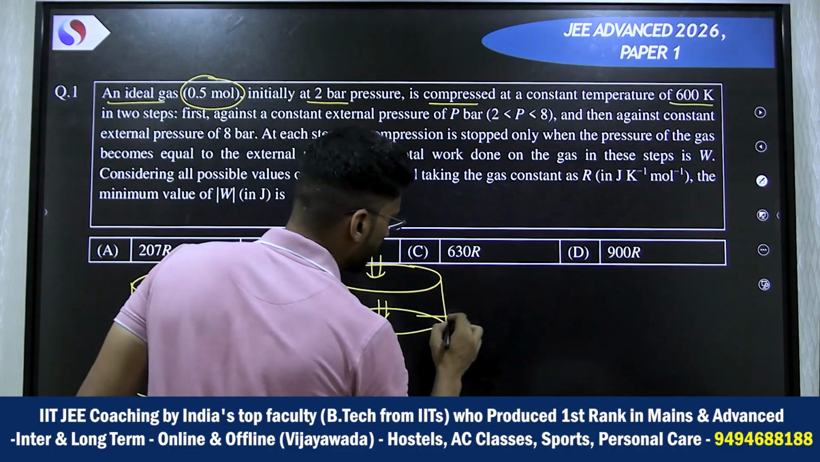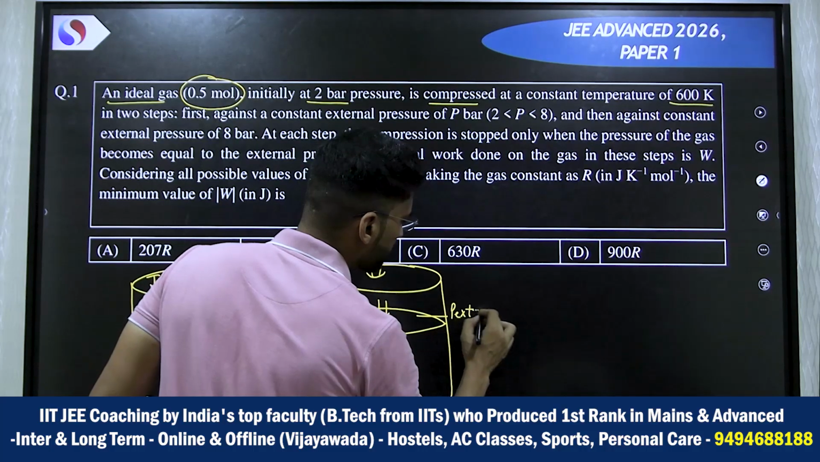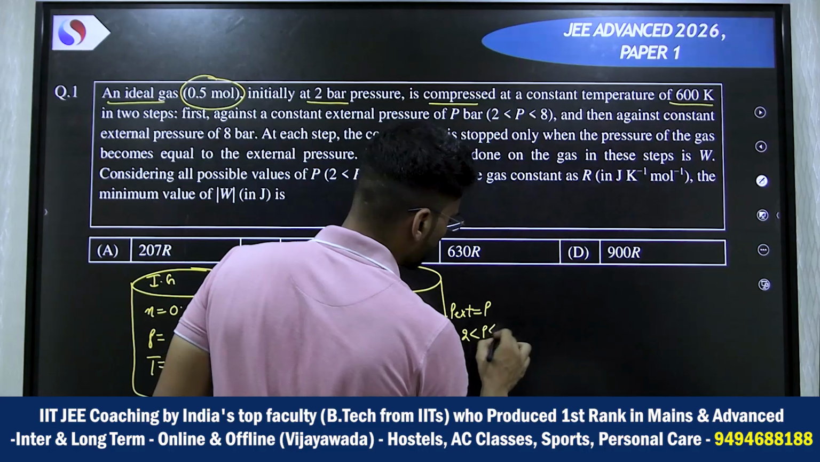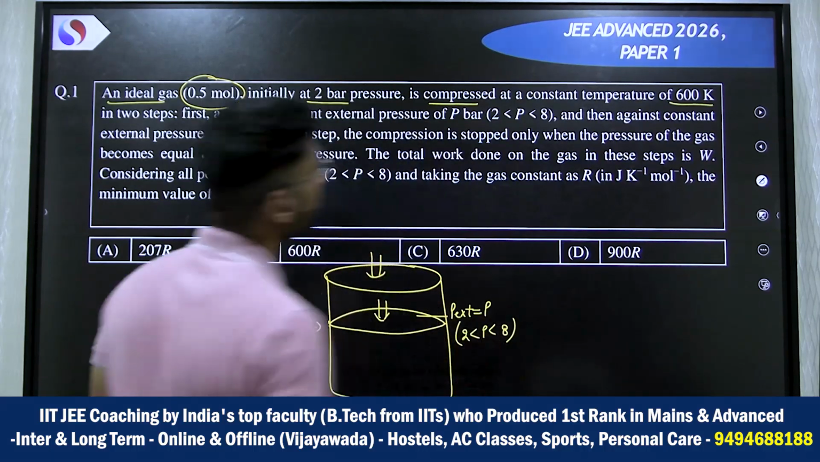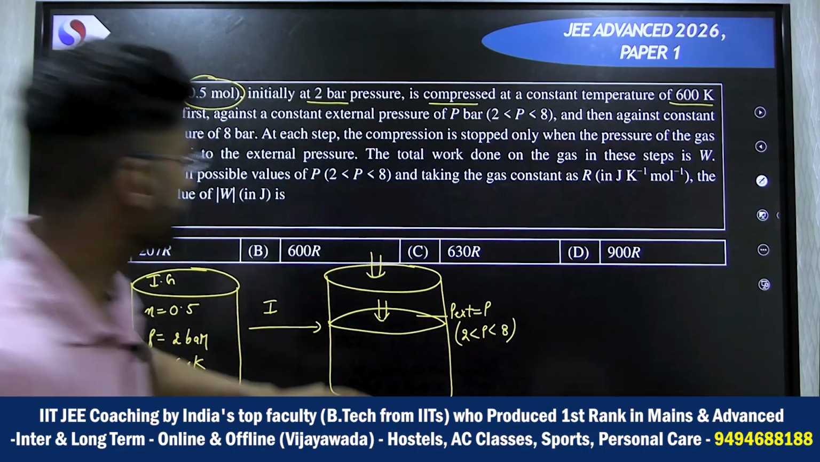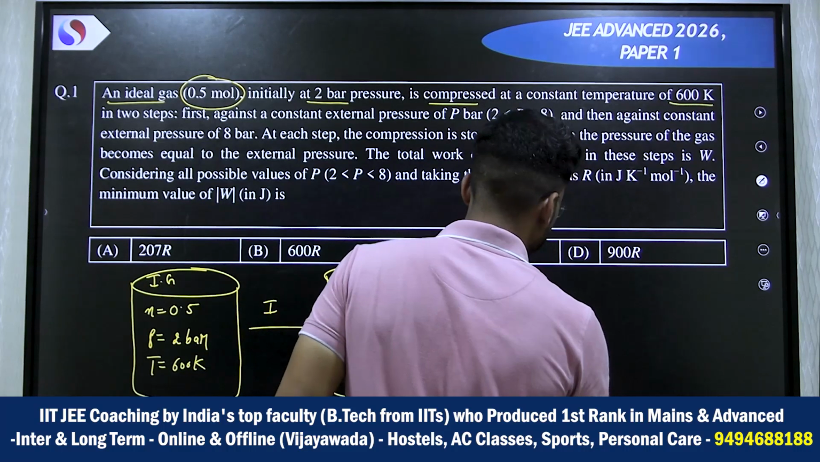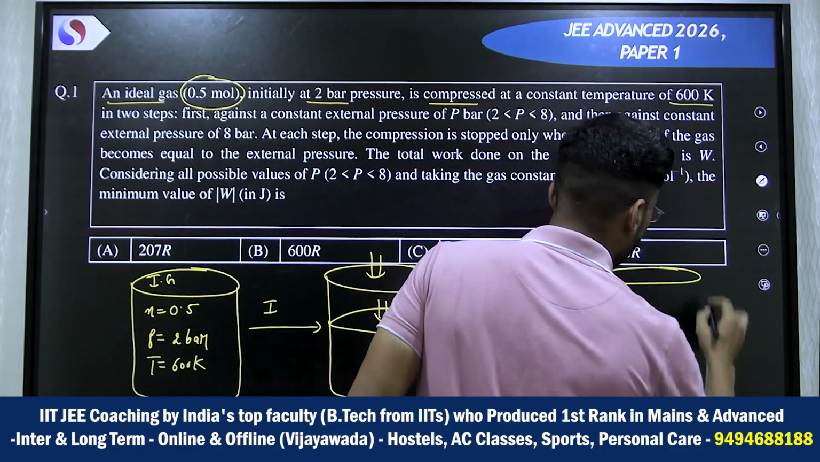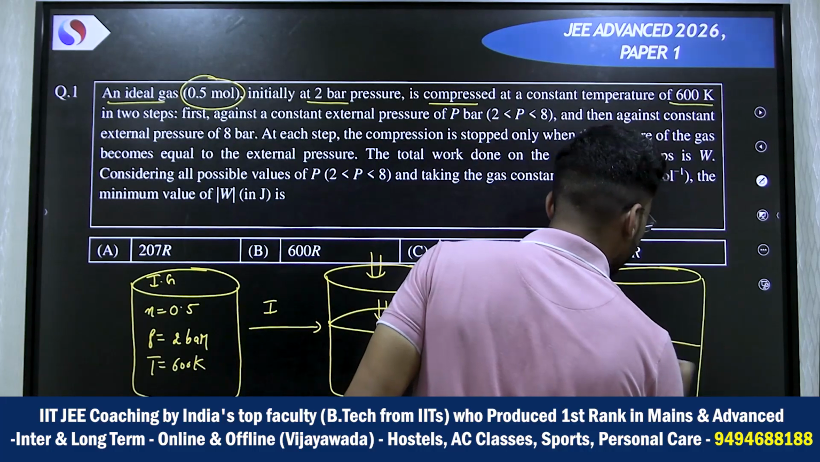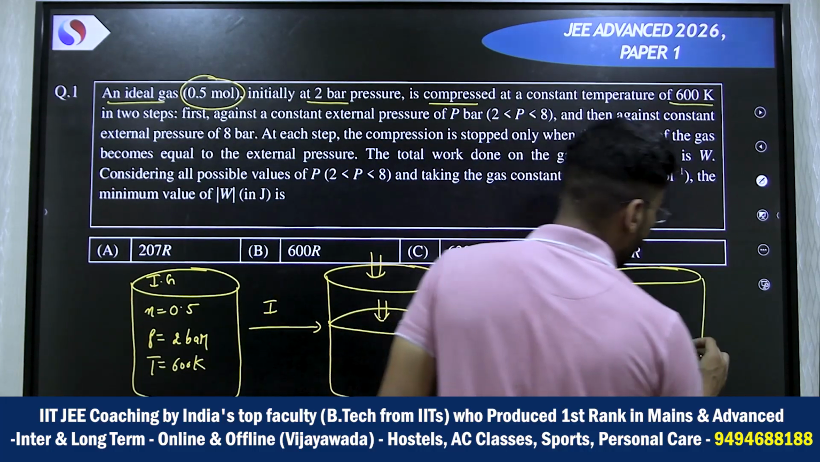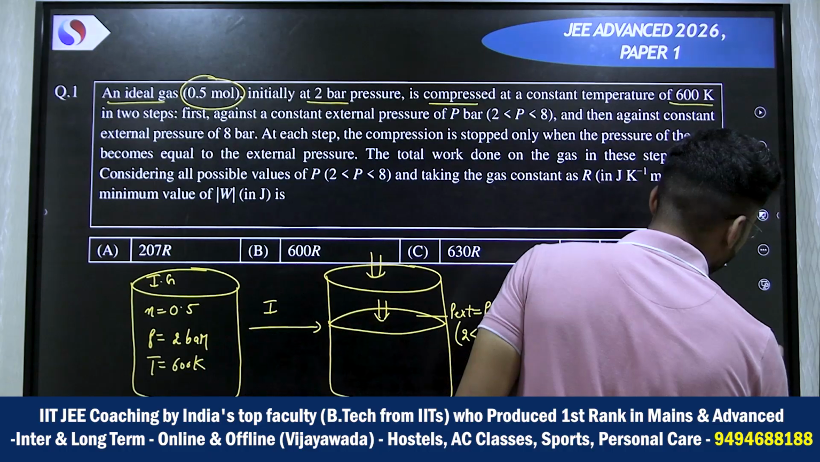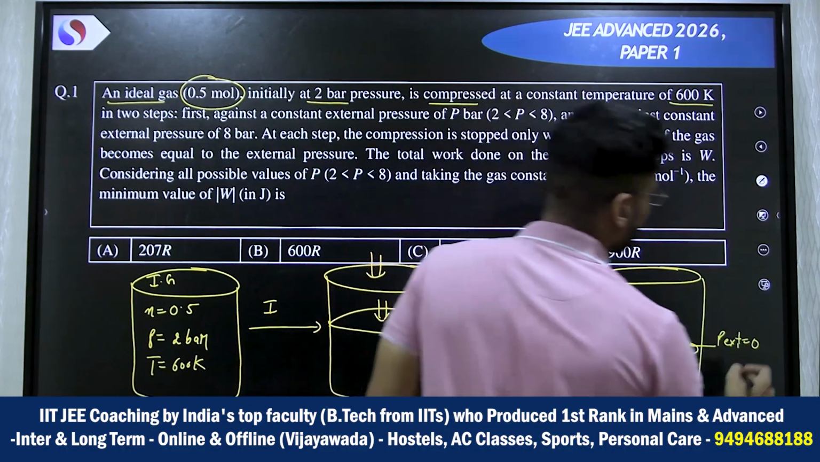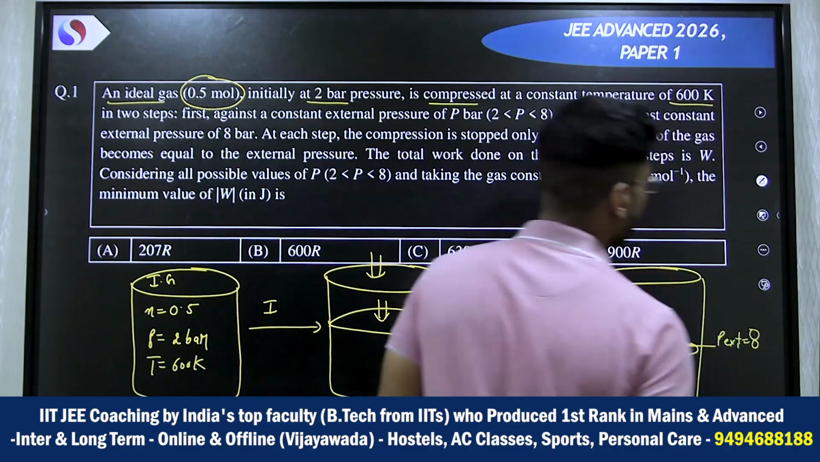So now P external is equal to P, whose range is 2 to 8. Okay. And in the second step, again they compress this further. In this case, the P external value given is 8. So P external is 8 only.